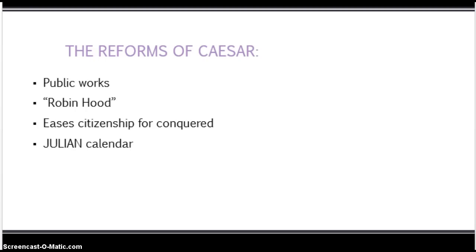And he develops the Julian calendar. He added the month July to the calendar in honor of himself. He didn't really add it, actually, he named it for himself. The months were basically laid out already. The Julian calendar is very similar to the one we use today, which is the Gregorian calendar.